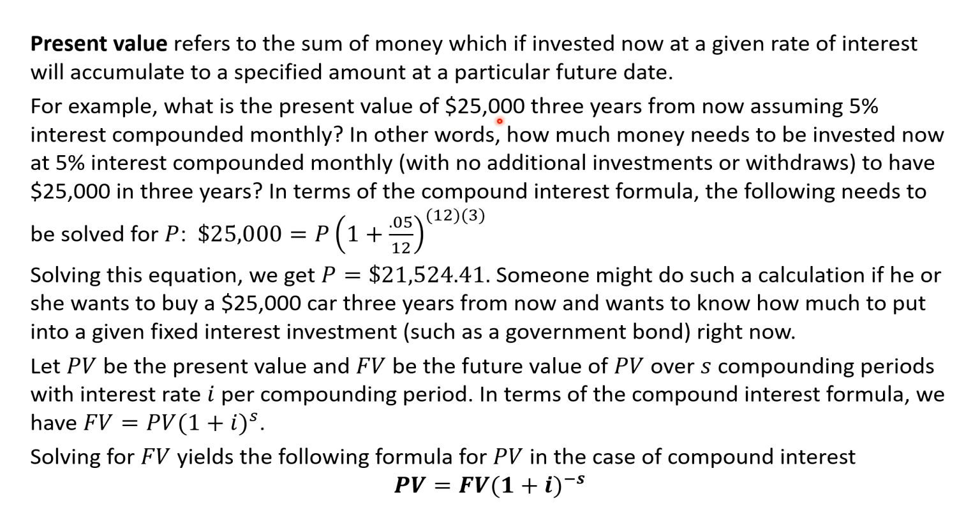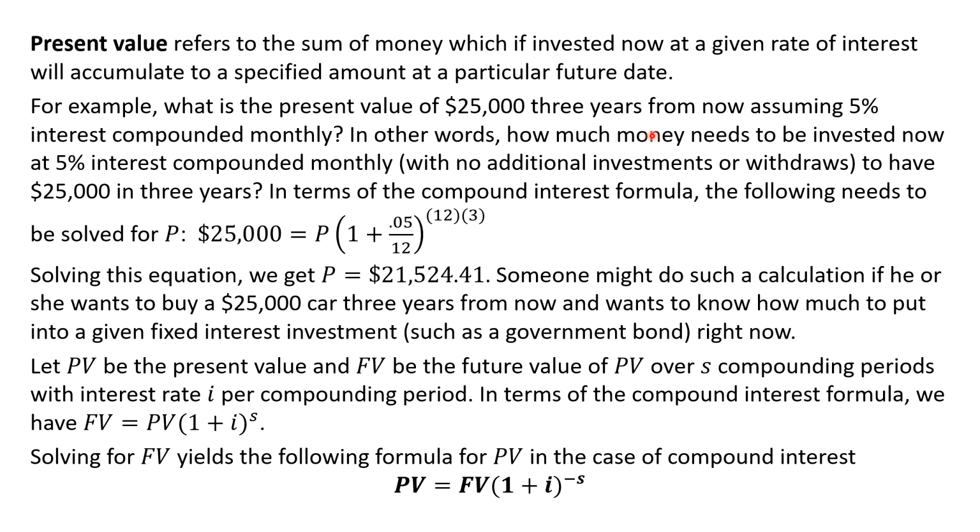What is the present value of $25,000 3 years from now, assuming 5% interest compounded monthly? In other words, how much money needs to be invested now at 5% interest compounded monthly with no additional investments or withdrawals to have $25,000 in 3 years.